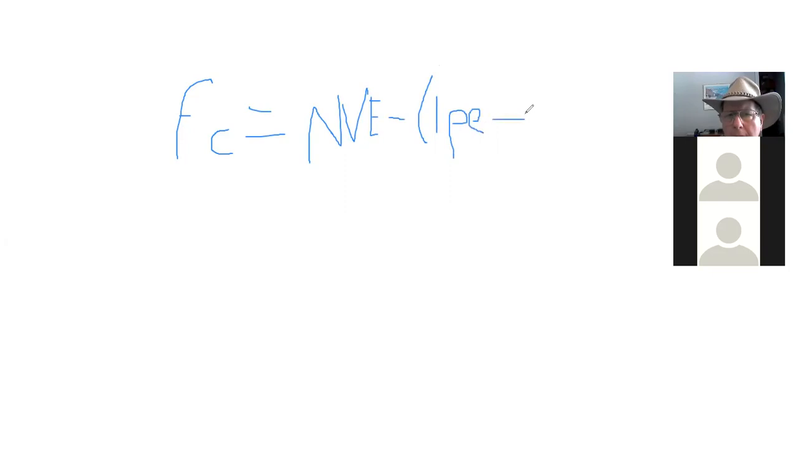Now, sometimes we have different ways to draw compounds. Write this down. Make sure you know it. If you don't like to count the bonding electrons divided by 2, what you can substitute is the number of bonds, because it's the same number.